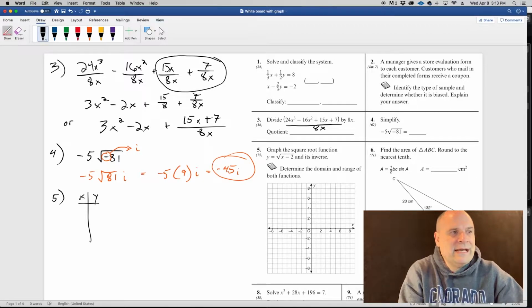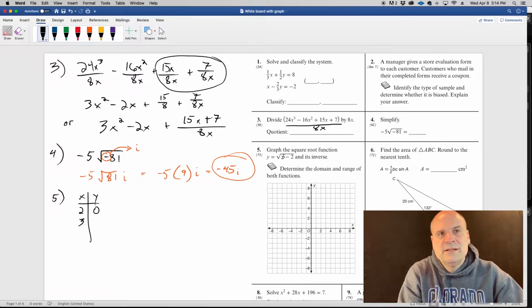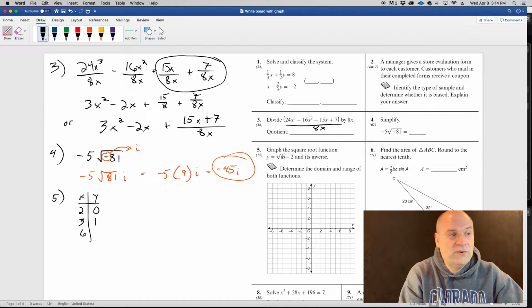So let's say x is 2. When x is 2, y equals the square root of 2 minus 2, which is 0. So the square root of 0 is 0. So let's say x is 3. When x is 3, then we get the square root of 1, which is 1. When x is 6, we get 6 minus 2, which is 4. Square root of 4 is 2. All right, when x is 11, then y is the square root of 11 minus 2, which is the square root of 9, which is 3.